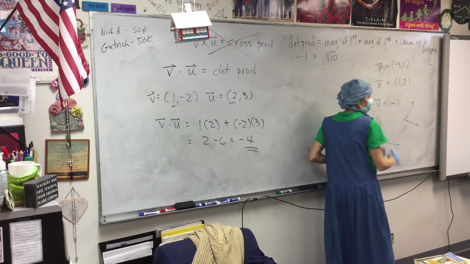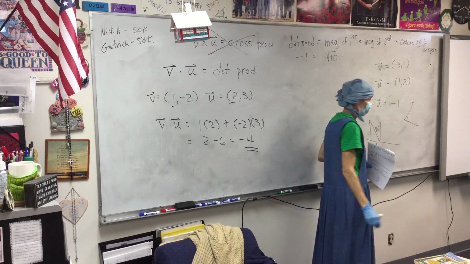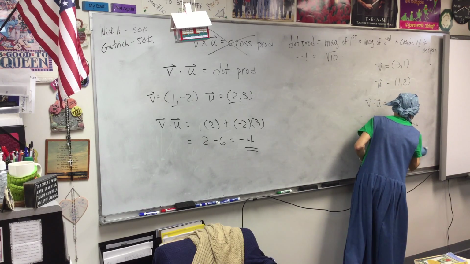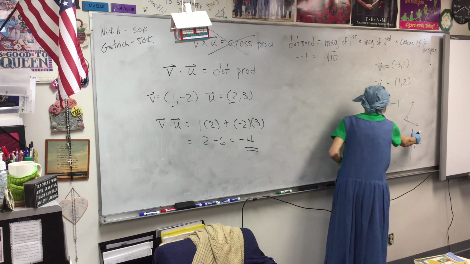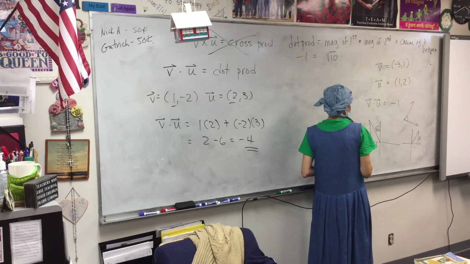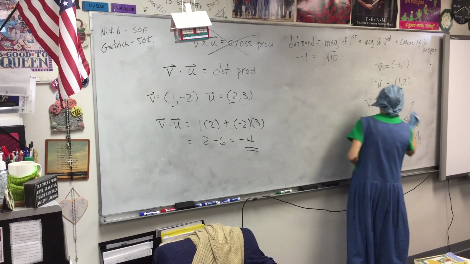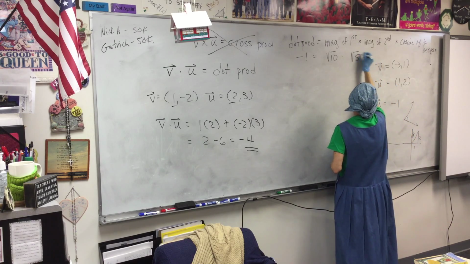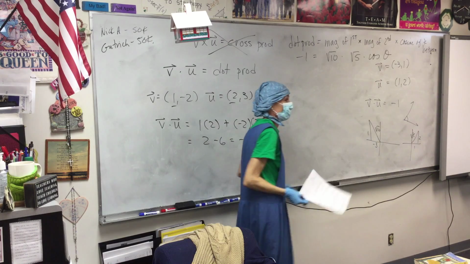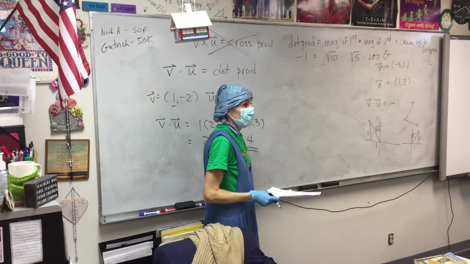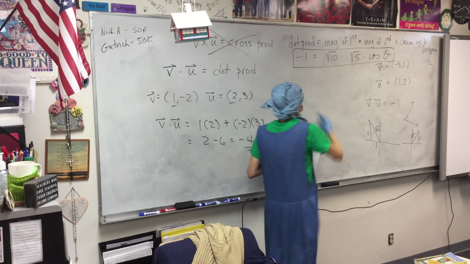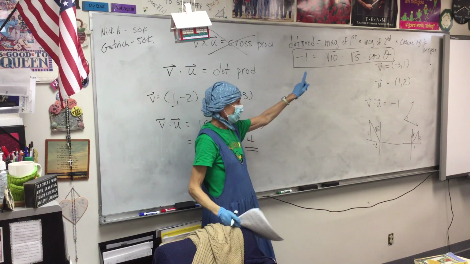times, all right, now I need the magnitude of the second one. All right, so my second vector looks like this, over 1 up 2. What's its magnitude? Pythagorean theorem, root 5. Times the cosine of the angle between them, which I'll just call theta. So now I have this equation. That's my rule. One more time.